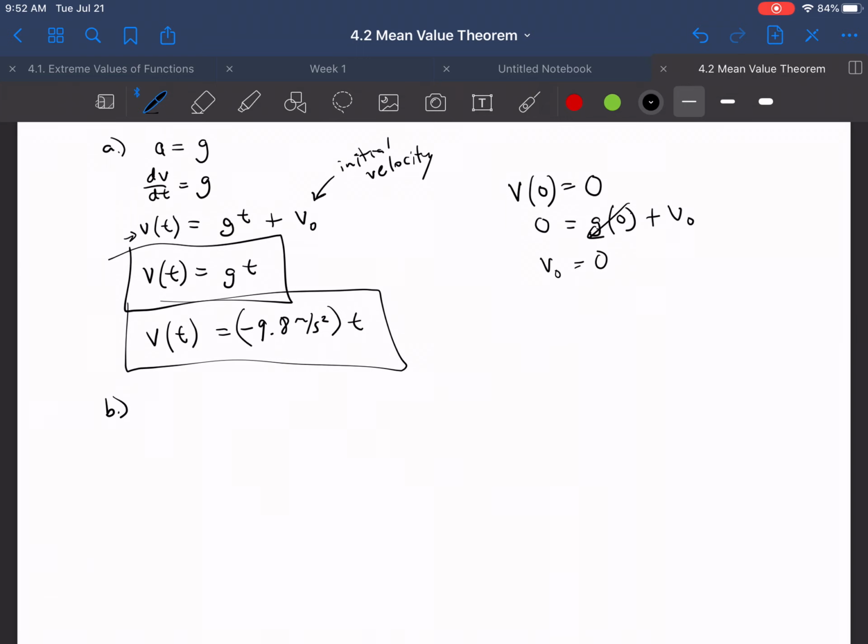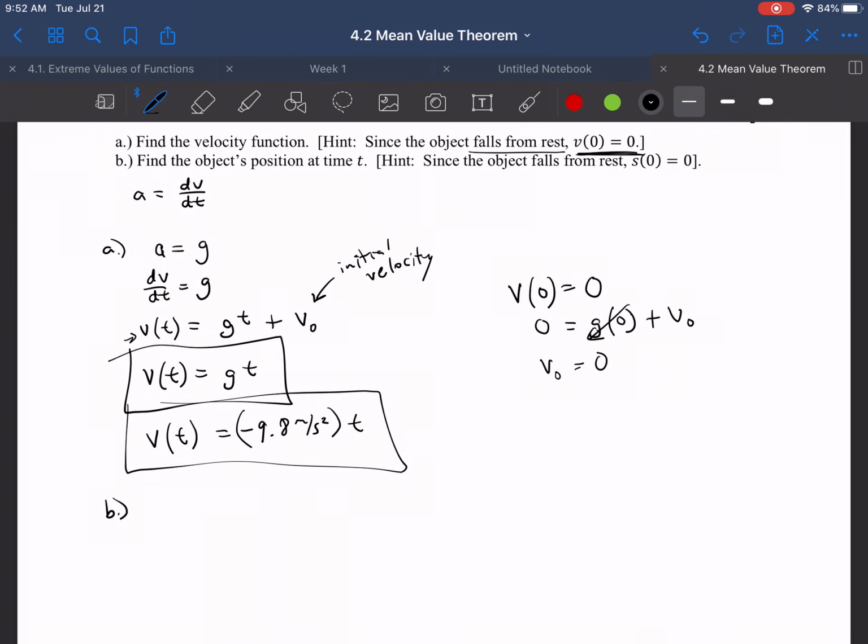All right, so part B simply asks us to now find the position function. So find its position at time t, so that's a position function. And remember that velocity is the rate of change of position. It's the slope of the position function. So it means we need to take our previous result and try to do the reverse derivative of it to get whatever we took the derivative of that gave us that. So s of t has to equal, and we have to work backwards from our velocity function.